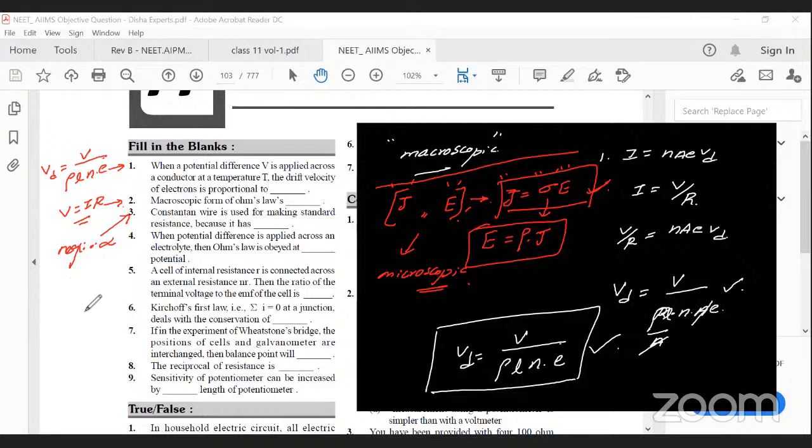What about the fourth one? When a potential difference is applied across an electrolyte, Ohm's law is obeyed at a dash potential. Potential difference is applied across an electrolyte. What is an electrolyte? You have studied electrolysis in chemistry, correct? What is an electrolyte?